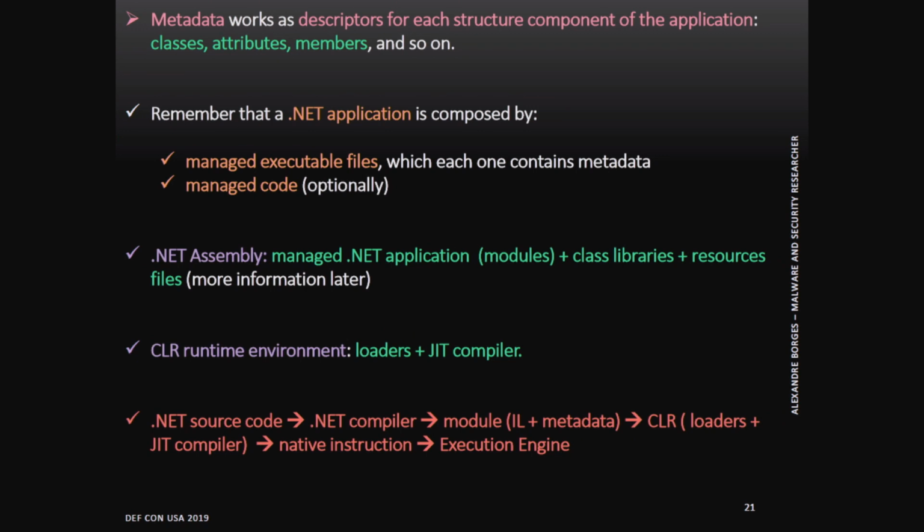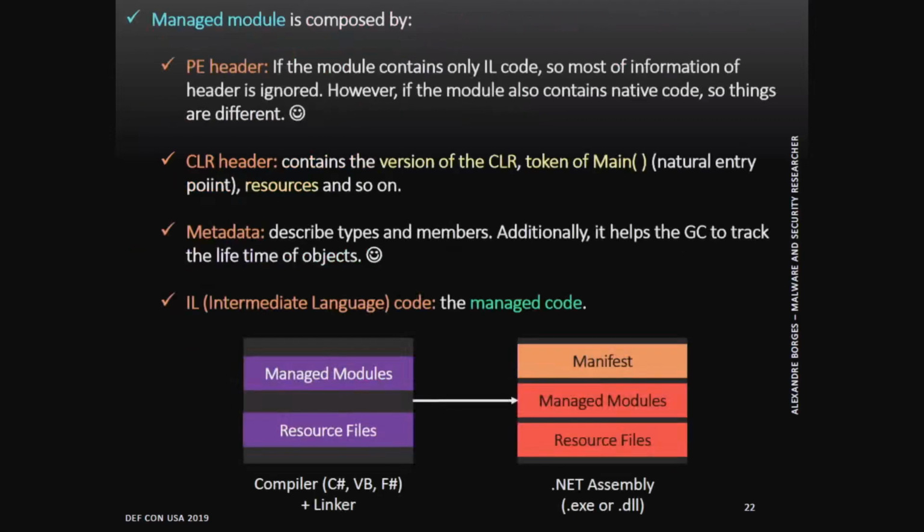Most .NET malware brings some very important metadata. Metadata is basically information about classes, attributes, and members. Usually you get very valuable information from metadata. A .NET application, as you see, is composed of a managed executable and managed code. It's not so hard to analyze this kind of code, but you need some guidelines to do that.